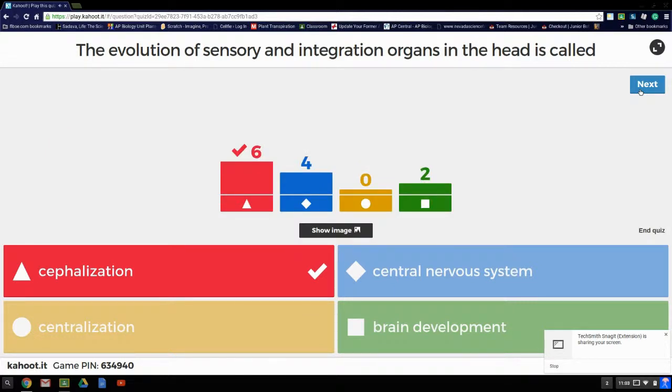This will not be in the quiz tomorrow, but it's on the AP exam, so we'll talk about it further on. The process of developing a central nervous system, a head region with sensory eyes, with ears, is known as cephalization. So cephalization is definitely a key theme.